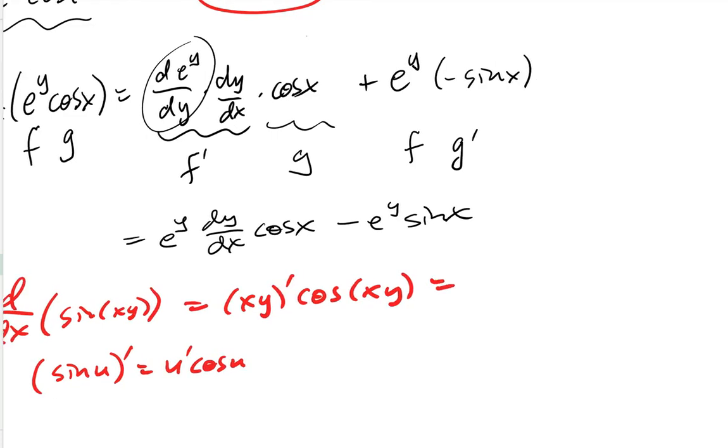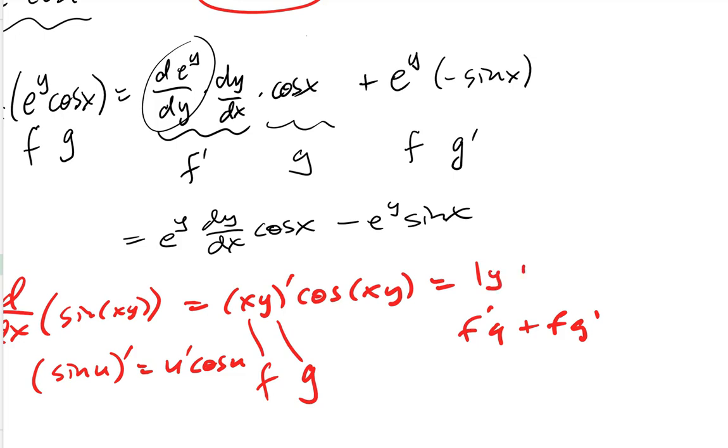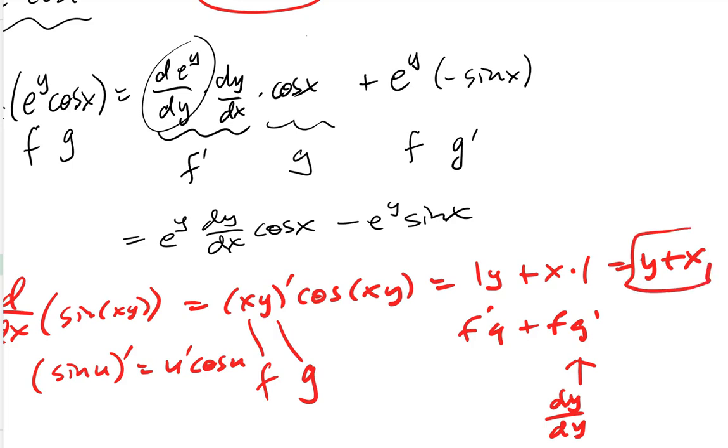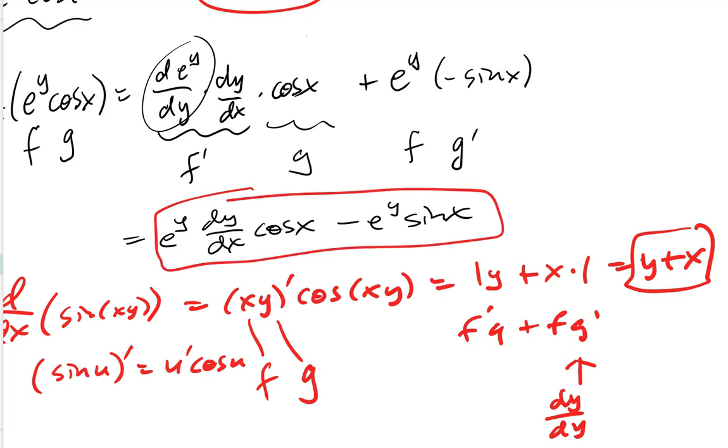So it'll be f prime g plus f g prime. X is the f, y is the g. So f prime will be, the derivative of x is 1 times g, which is y, plus f, which is x, times g prime. G prime, that will be dy, the derivative of y with respect to y. It's just plain old y, so that'll be times 1. So this will be y plus x.